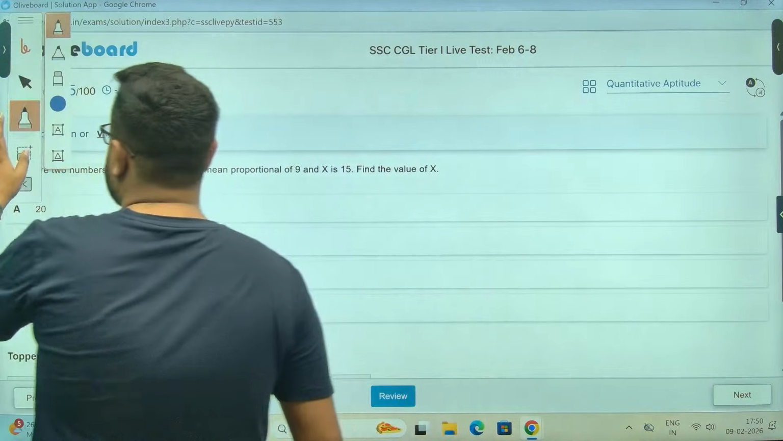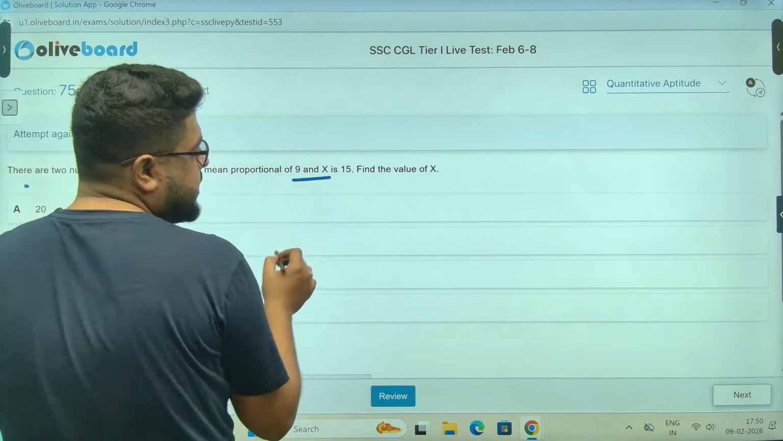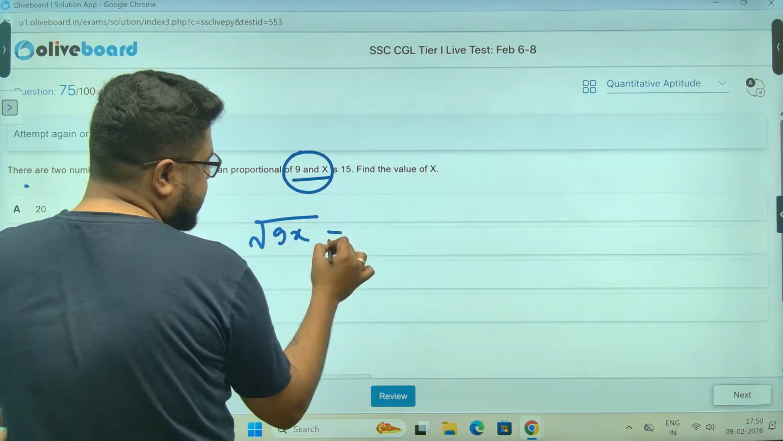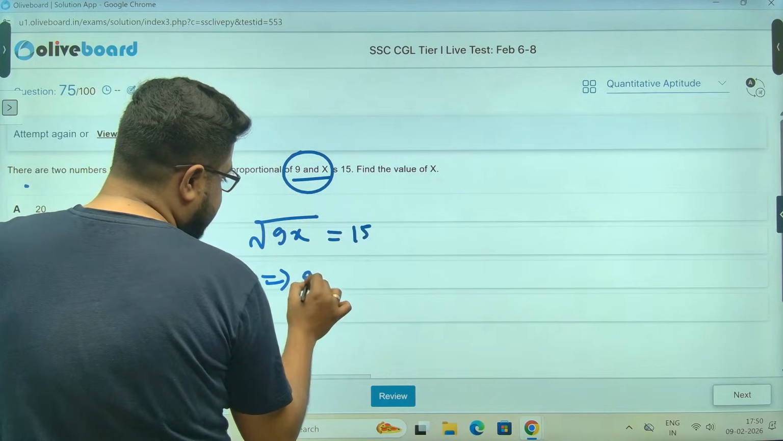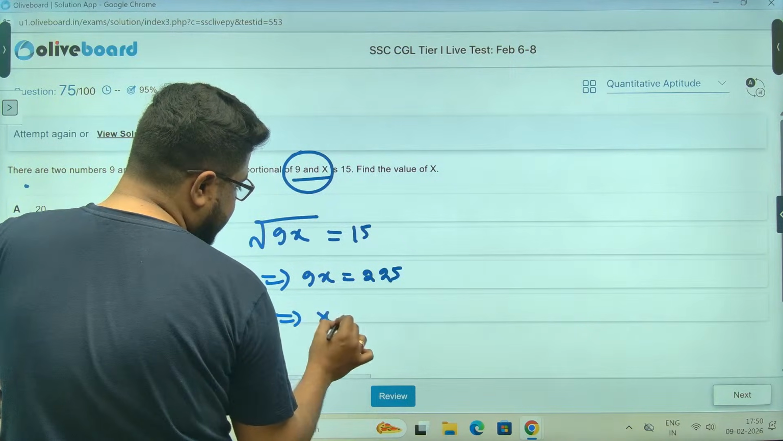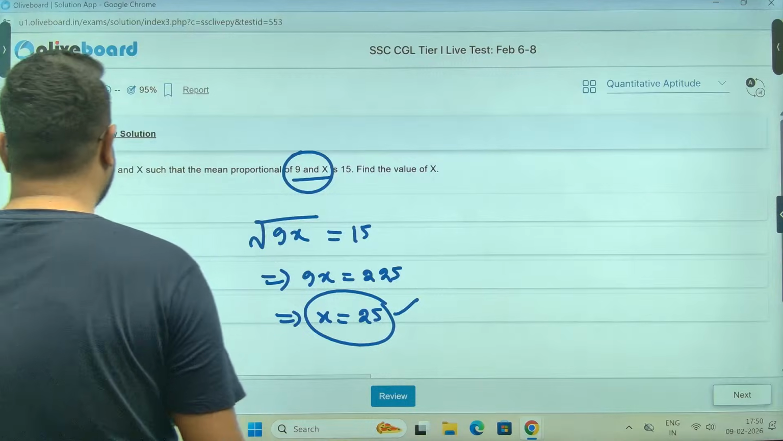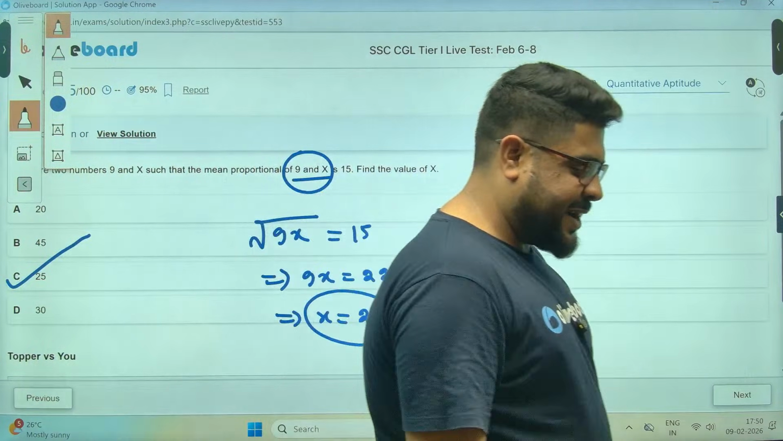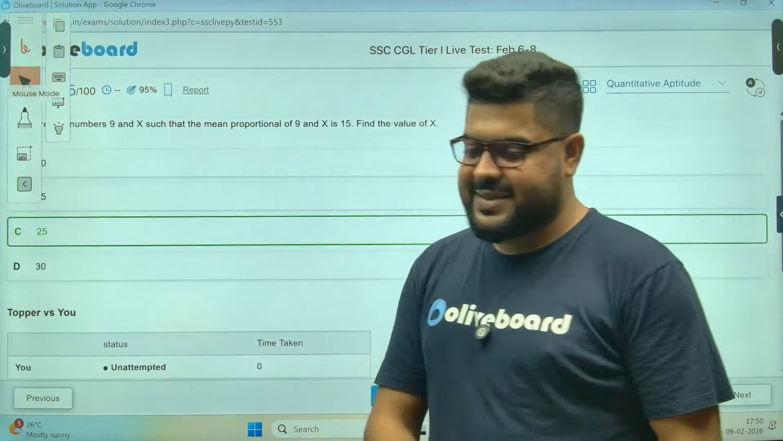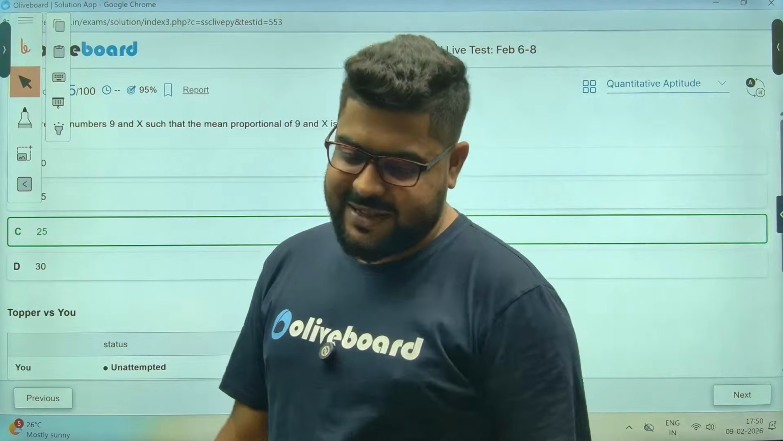Right? Last question. There are 2 numbers, mean proportional of these 2. Sir, the mean proportional of these 2 is root over 9x. 9 into x, it is 15. So 9x is 15 square, 225. Sir, x is 25, sir. Again, this was a free hit question for everyone. Ki bhai aao, chakka maar ke jao. And that concludes our mock analysis for this week.